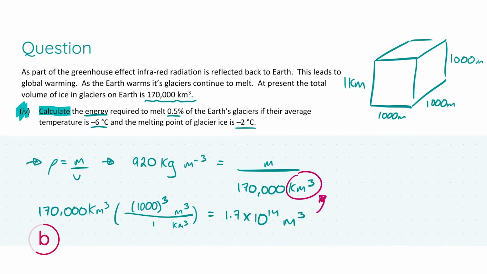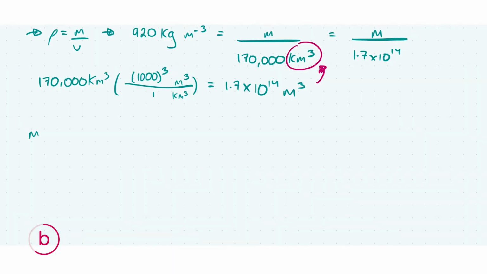Now what we need to do is sub this into the formula to get our correct answer. Plugging this in, we're going to have m still on the top, but on the bottom we'll have 1.7 by 10 to the 14. Now we can rearrange to find mass on its own. We're going to say m equals rho times v, which is just manipulating the formula we had earlier. That basically means that if we multiply 920, which is what we were given above, times 1.7 by 10 to the 14, we should be able to get our value. Another important thing to remember at this time is that we were asked about 0.5% of the Earth's glaciers. We're not asked about all of them.